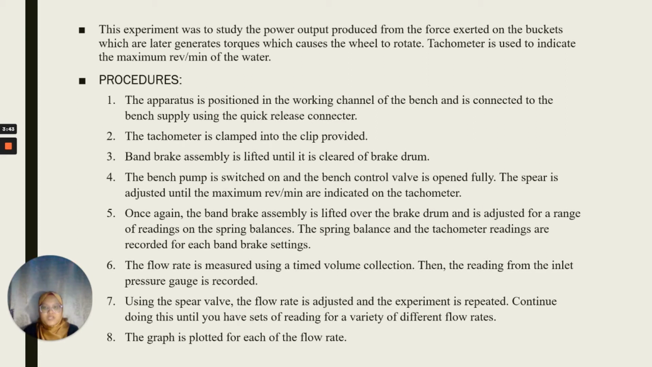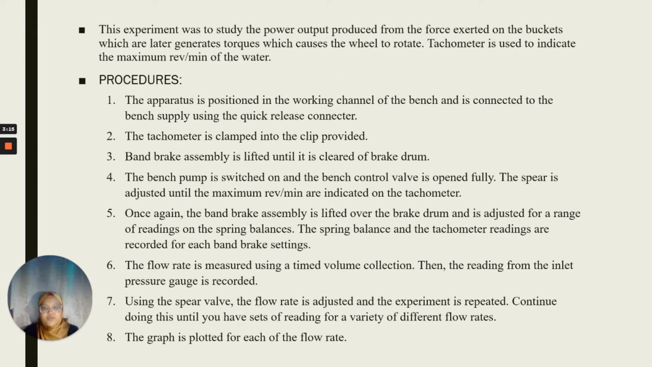4th, the bench pump is switched on and the bench control valve is opened fully. The sphere valve is adjusted until the maximum revolutions per minute are indicated on the tachometer. Fifth, the band brake assembly is lowered over the brake drum and is adjusted for a range of readings on the spring balance. The spring balance and the tachometer readings are recorded for each brake setting.